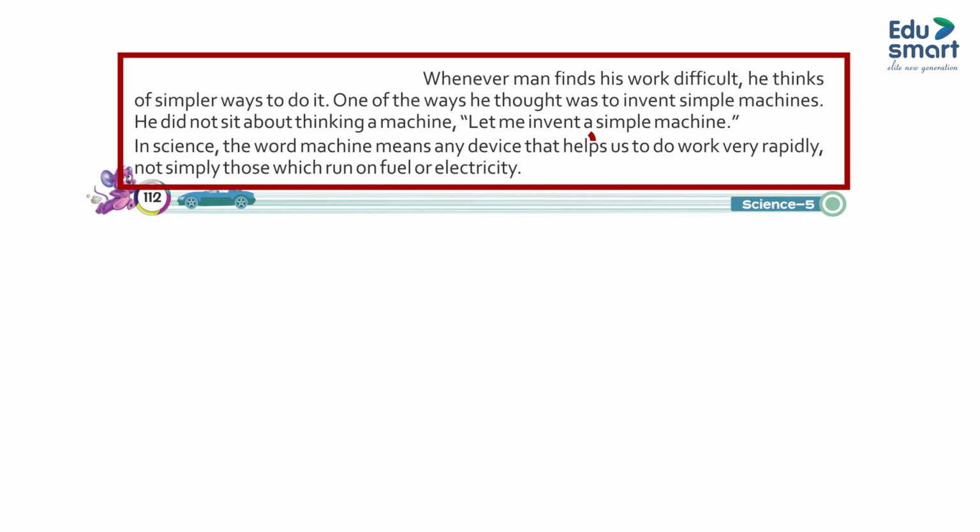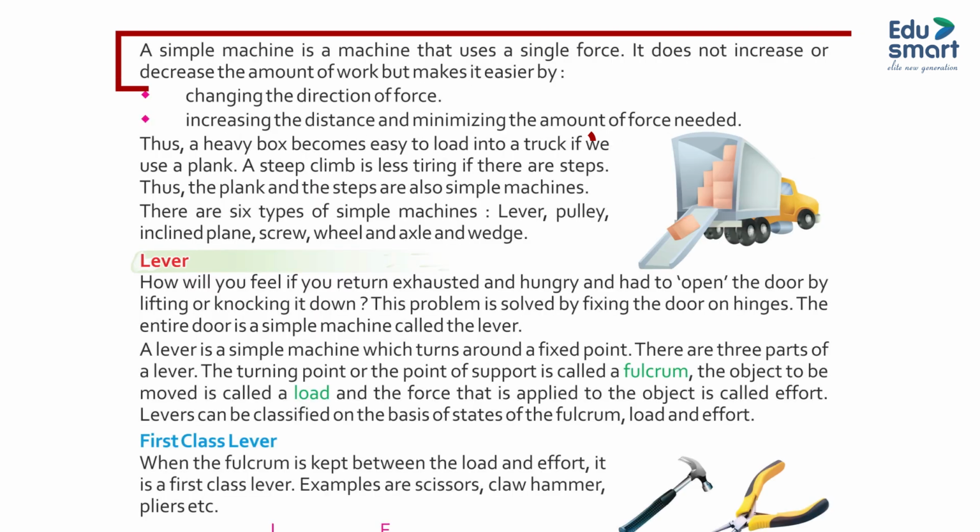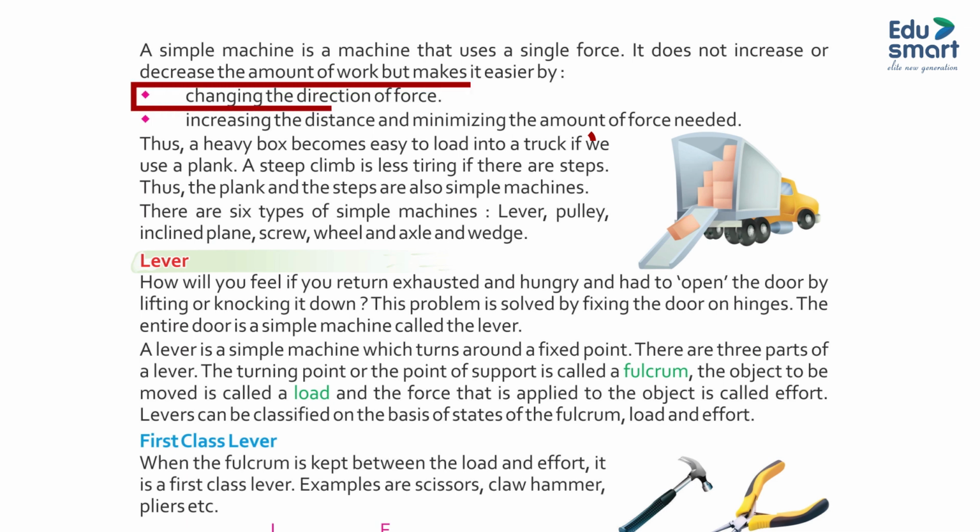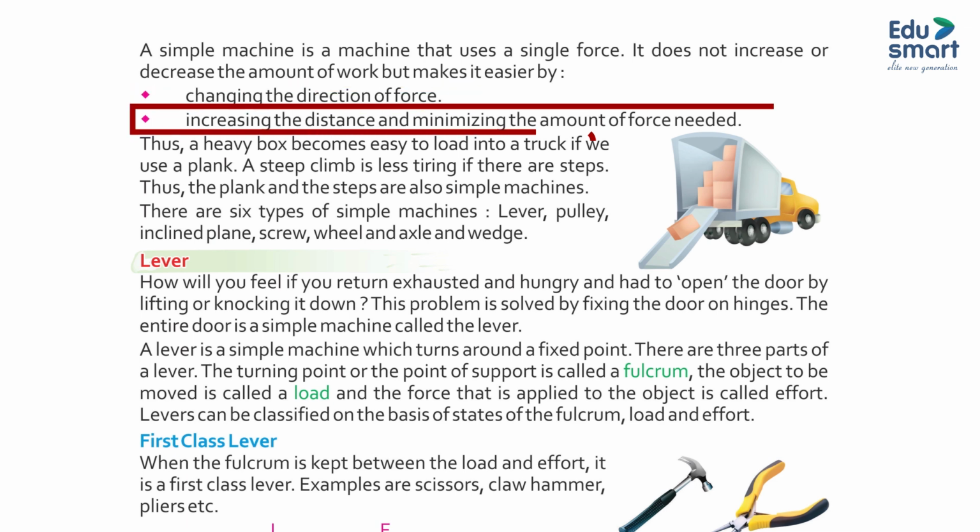He did not sit about thinking of a machine. Let me invent a simple machine. In science, the word machine means any device that helps us to do work more easily, not simply those which run on fuel or electricity. A simple machine is a machine that uses a single force. It does not increase or decrease the amount of work but makes it easier by changing the direction of force, increasing the distance or minimizing the amount of force needed.